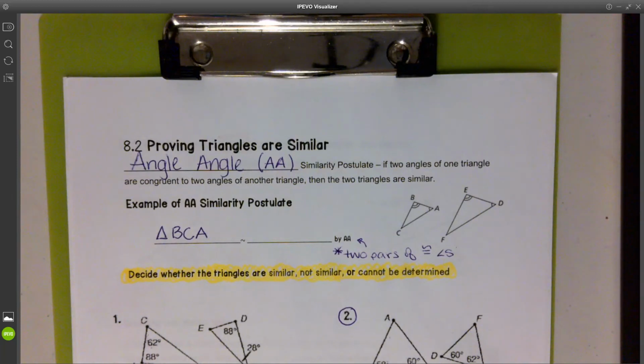All right, so today we are proving triangles similar. We're going to start off with one of our first postulates, aka our shortcuts. So the first one is angle-angle, which we refer to as AA, which means if we have two angles of one triangle congruent to two angles from the other triangle, then we have similar triangles.